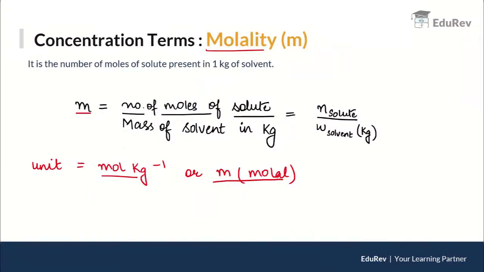Next concentration term is molality. It is represented by small m. Okay. So what is molality? It represents the number of moles of solute present in 1 kg of solvent. This is very important, as you need to take care whether in the denominator solution is coming or solvent. So here you have to take mass of solvent in kg. So the formula of molality is number of moles of solute divided by mass of solvent in kg, right? So the unit is going to be moles per kg or molal.